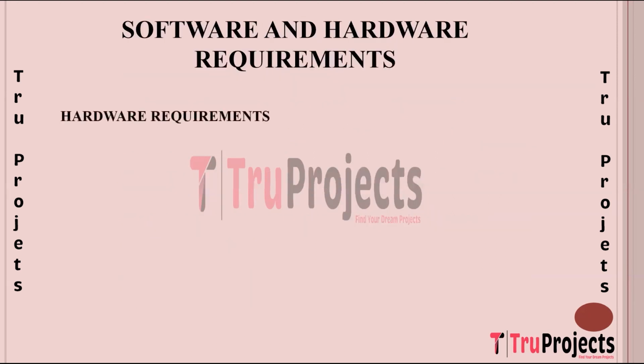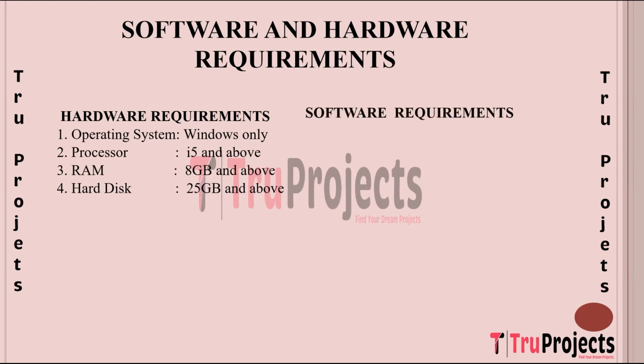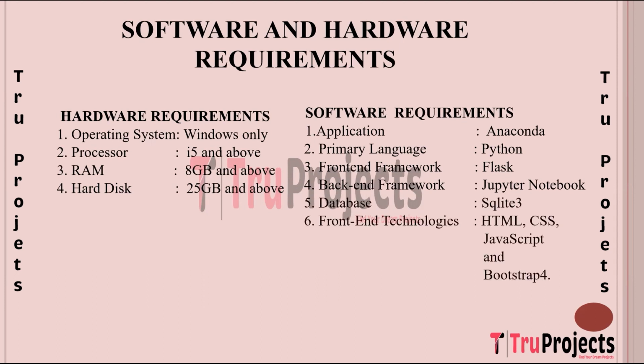Software and hardware requirements. Hardware requirements of the project are operating system of Windows, processor of Wi-Fi and above, RAM of 8 GB and above, hard disk of 25 GB and above. Software requirements of the project are application is Anaconda, primary language is Python, front-end framework is Flask, back-end framework is Jupyter Notebook, database is SQLite 3, front-end technologies used in the project are HTML, CSS, JavaScript, and Bootstrap 4.